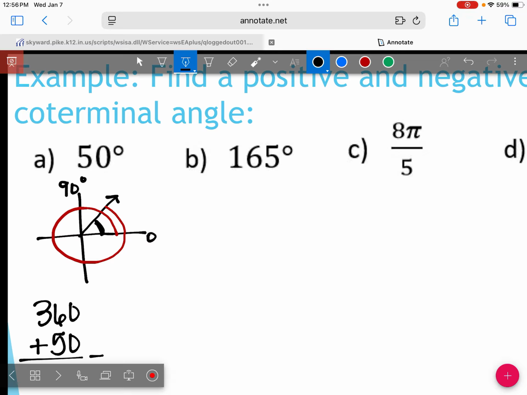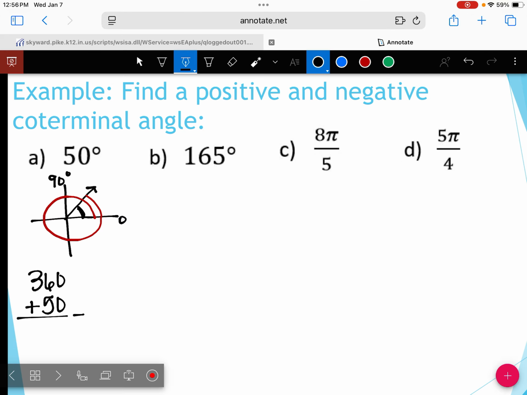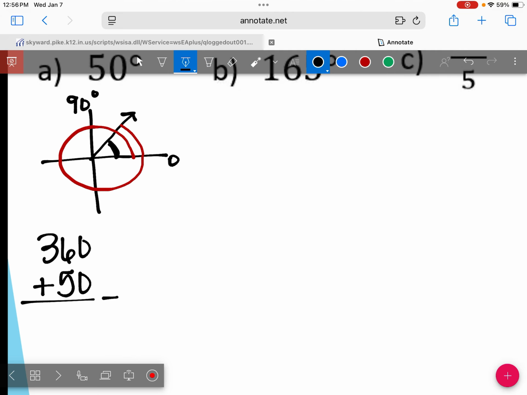My third grade teacher told me that when you're adding numbers, it's best to put the bigger number on top. So I'm going to put 360 first and then 50 next. So go ahead and add it. We're not using calculators. If you have a calculator, put it under your desk. No calculators till March.